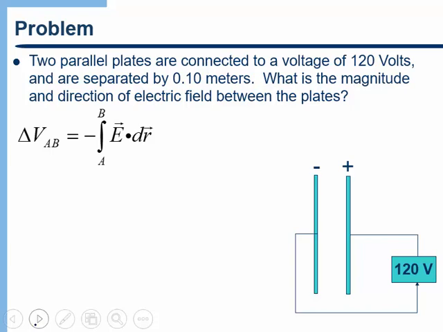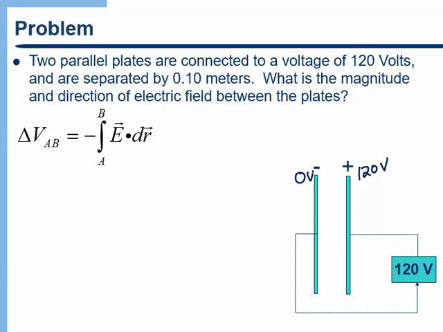All right, let's take a look at a problem that looks at this idea. So two parallel plates are connected to a voltage of 120 volts and are separated by 0.1 meters. What is the magnitude and the direction of the electric field between the plates? So here what we're trying to figure out is what is the relationship between the electric field and the electric potential difference. So first of all, remember what we talked about last time, where we said that the positive plate is always at the higher potential. So we would say the right-hand plate is at 120 volts and the left-hand plate is at 0 volts.